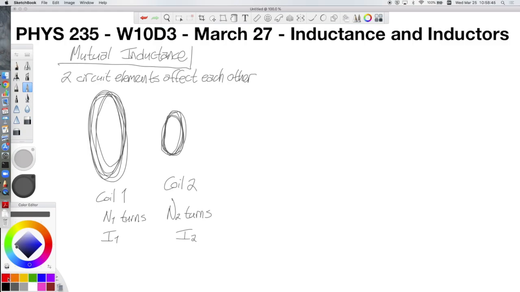I'm going to put my magnetic field in orange for this diagram. If there is a current flowing in coil 1, so we do have a current flowing, it's I1, then that means coil 1 is creating a magnetic field. And that magnetic field will make circles around the wire, and when you have a loop of wire, you end up with a magnetic field that looks a lot like the dipole electric field.